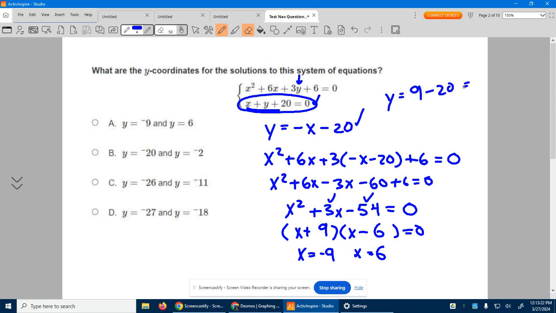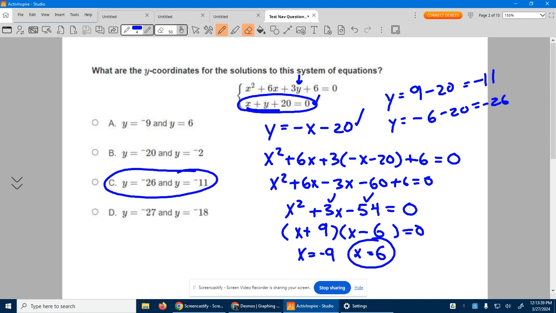take away 20. That gives me negative 11 for one of the y's. The other y, I need to plug in a 6. So the opposite of 6 minus 20 is negative 26. So I'm looking for negative 11 and negative 26. Those are the y values. These were the x values. That's how they tried to trick you.